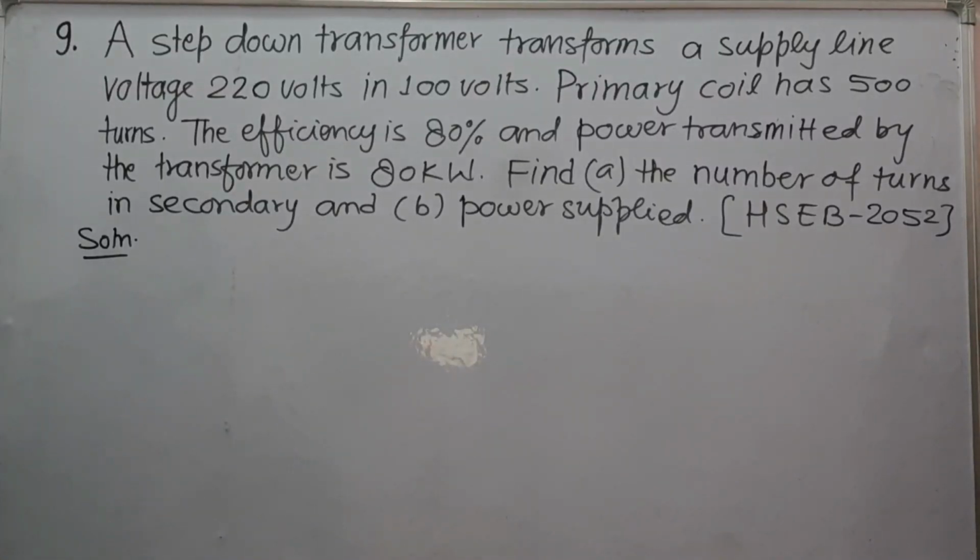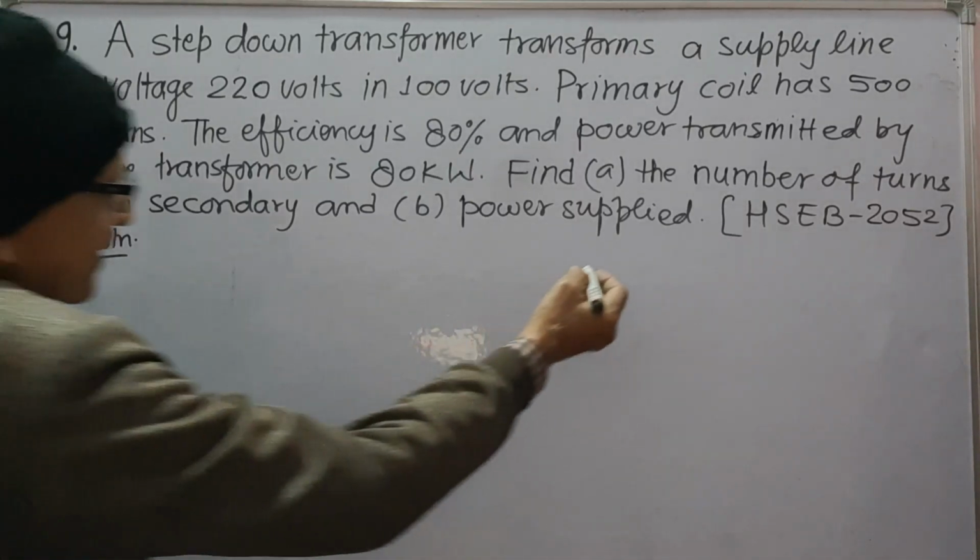Next question, number 9. A step down transformer transforms a supply line voltage of 220 volts to 100 volts. Primary coil has 500 turns. The efficiency is 80% and power transmitted by the transformer is 80 kilowatt. Find the number of turns in secondary coil and the power supplied. Solution here.